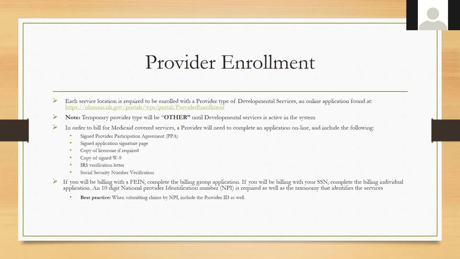All of the applications must include a 10-digit national provider identification number, and I get into how to do that in another slide, as well as what's called a taxonomy that identifies the services that you're providing. We put a little note here about a best practice: when you are submitting your claims and using your NPI number, it is in your best interest to also include your provider ID as well. That way we can ensure that it's going to the appropriate entity.